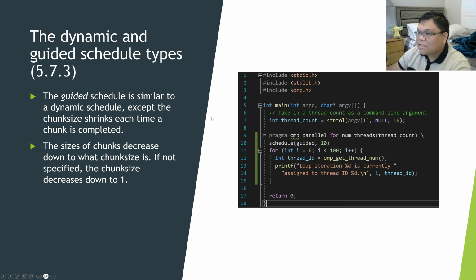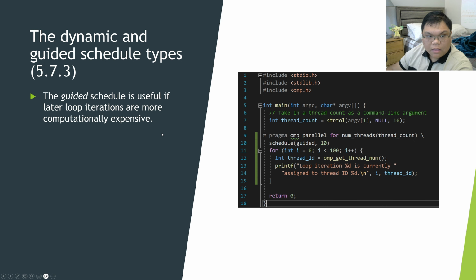The guided schedule is similar to the dynamic schedule, except the chunk size decreases over time until it reaches the size of chunk size. If you don't specify chunk size, then it's going to decrease all the way down to 1. This is more useful if you have later for loop iterations that are more computationally expensive. They take more time to execute.